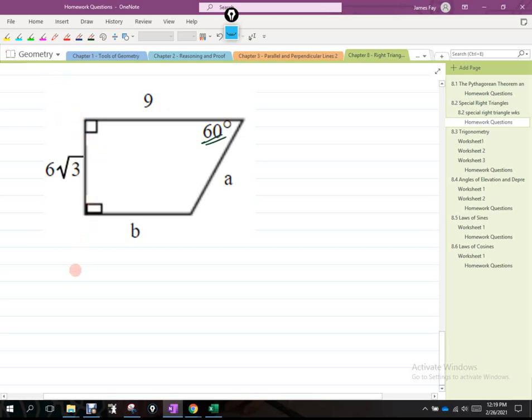So they want A and B. So this is a trapezoid. This angle here and that angle there are right angles, so that makes this segment parallel to that one. Okay, everybody?